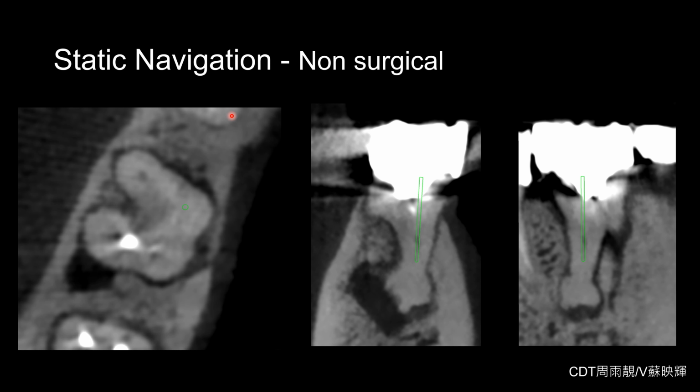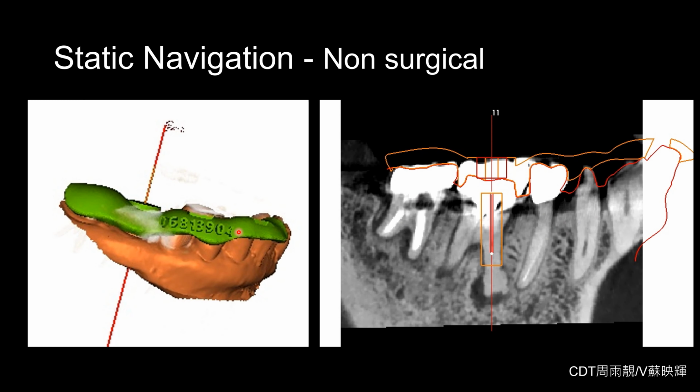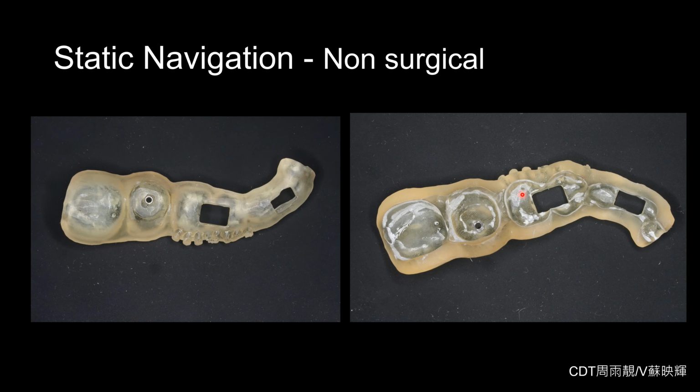Okay, so this is the planning image, with the obliteration here, and this is the drill path which I designed and planned. This is the surgical guide here, and this is in the software image, where the red rectangle is the drilling path. And this is the actual printed static guide with a metal sleeve on it.